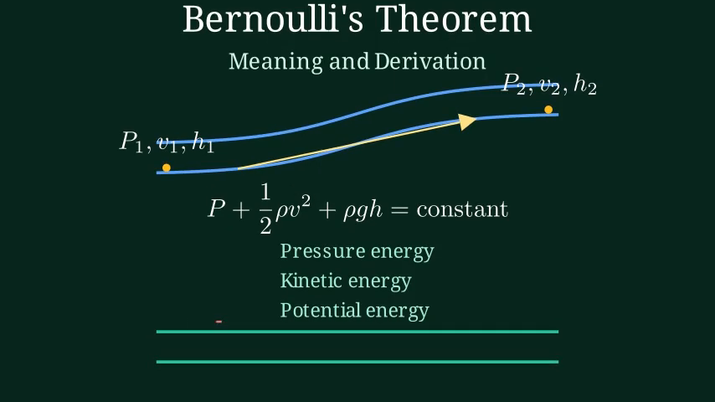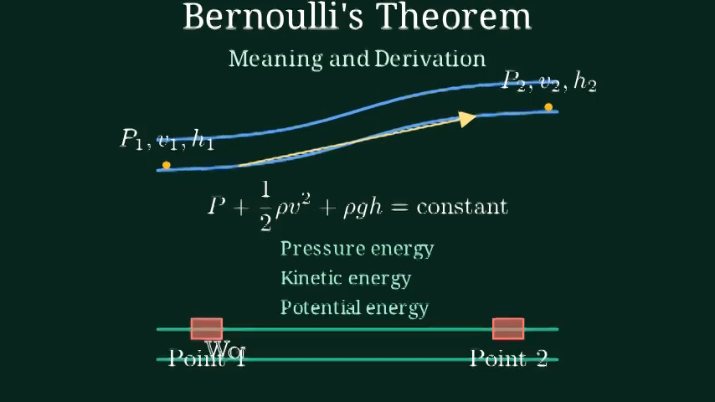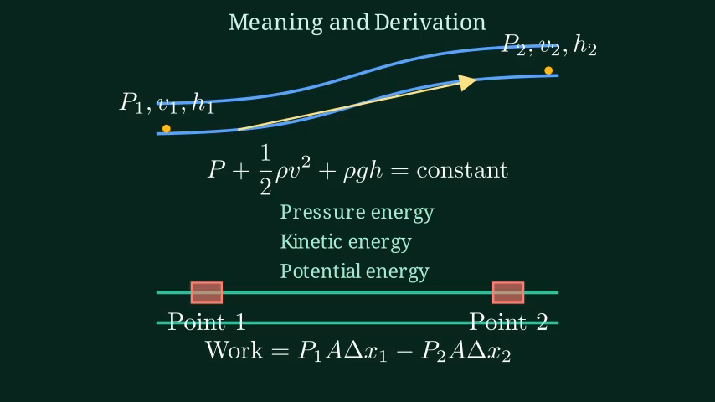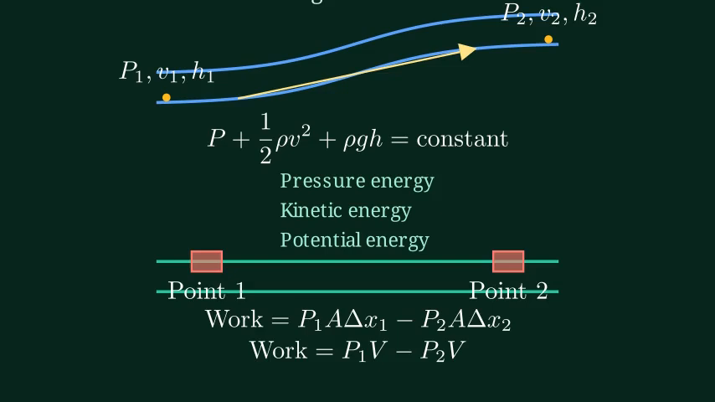Now, let's derive Bernoulli's equation using work and energy. We consider a fluid element moving from point 1 to point 2 inside a pipe. Let the pressure at point 1 be P1 and at point 2 be P2. Let the fluid move a small distance. The work done by pressure forces is P1 times A times delta X1 minus P2 times A times delta X2. Because A times delta X is the volume, we can write this as P1V minus P2V.